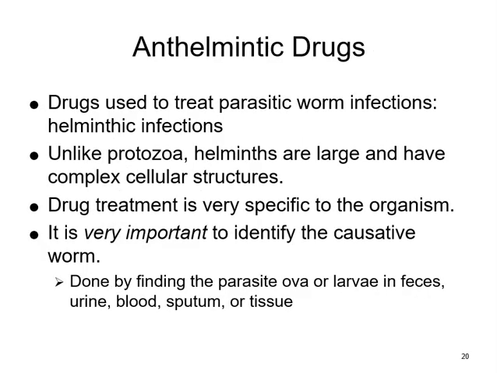It's kind of fitting that I'm recording this around Halloween, so we can start to talk about parasitic worm infections, also called helminthic infections. The difference between a protozoa and a helminth is that protozoa are tiny and really simple structures, but parasitic worms, the helminths, are large and have complex cellular structure. The treatment really does depend on the organism, so prior to treatment, it's very important to identify which worm is causing the infection. This is why we do stool testing and look in the urine, blood, and sputum, everywhere we think the infection is, and from there the patient can be treated appropriately.